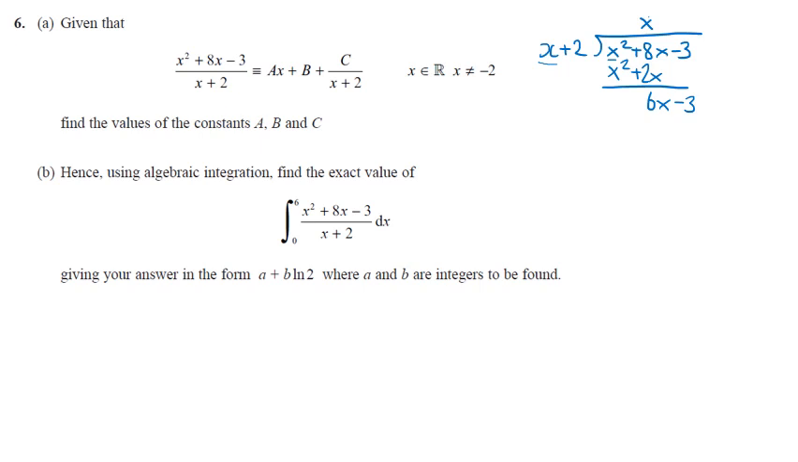Then repeat that, so we look at the x compared to the highest order term left, which is 6x. How many times does x go into 6x? It goes in 6 times. And then do the same again, so 6 times x plus 2 is 6x plus 12. And subtract: minus 3 minus 12 is minus 15. Okay, so therefore A is 1, 1x, B equals 6, and C equals minus 15.